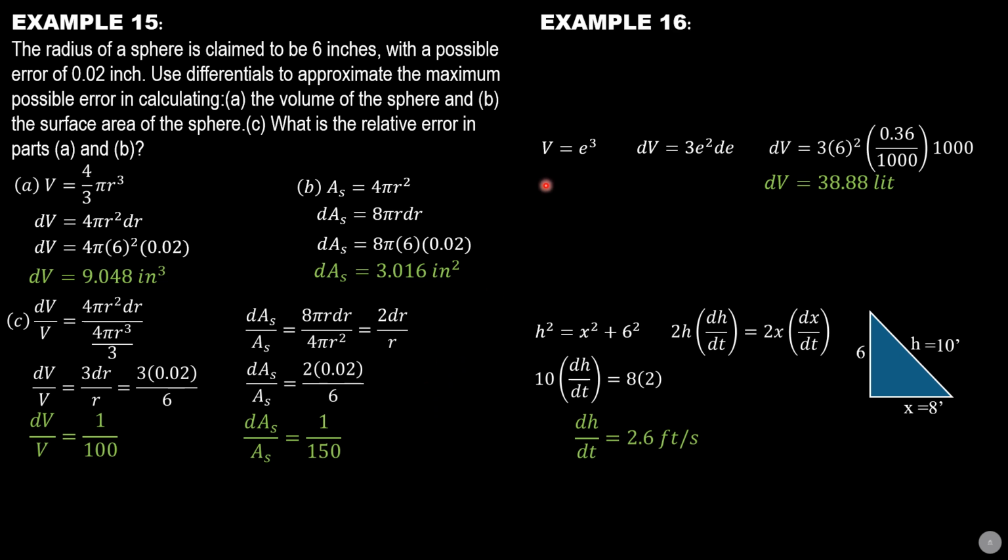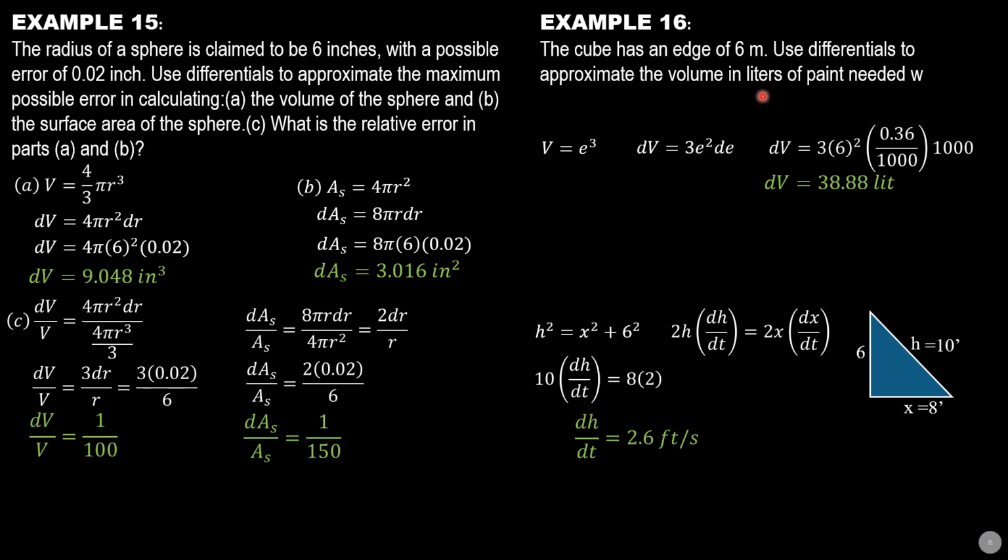Problem 16. The cube has an edge of 6 meters. Use differentials to approximate the volume in liters of paint needed with a coat thickness of 0.18 mm. To convert this to meters, we just divide that by 1000. The volume of a cube is e cubed. So the differential volume is 3 times e squared times differential e.